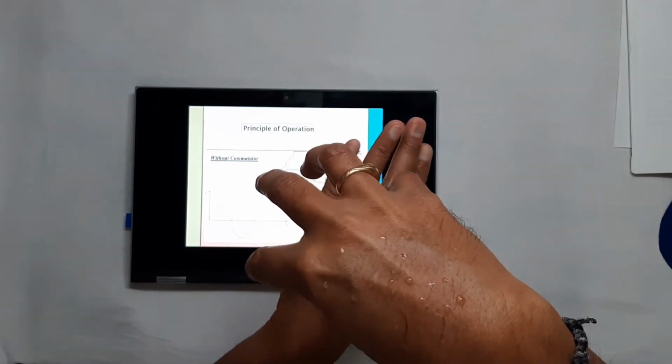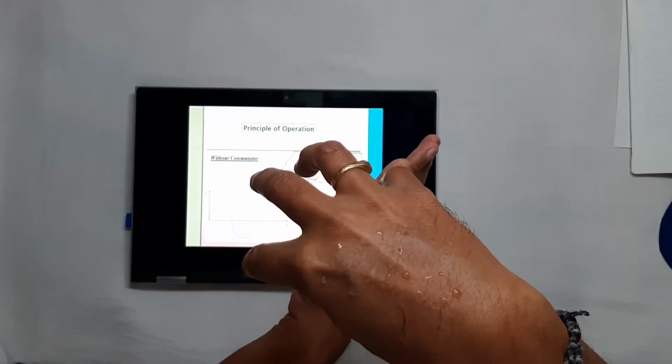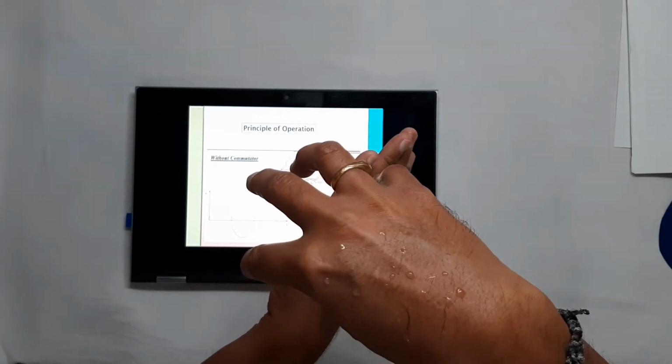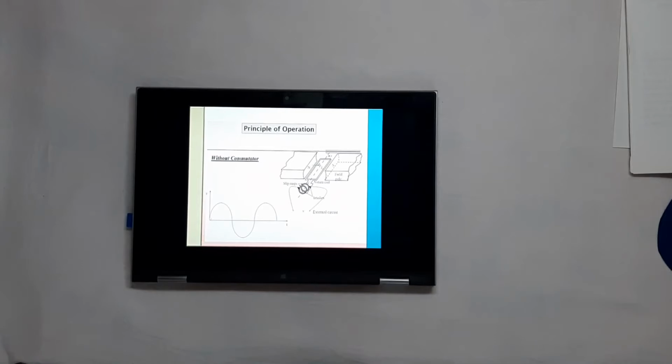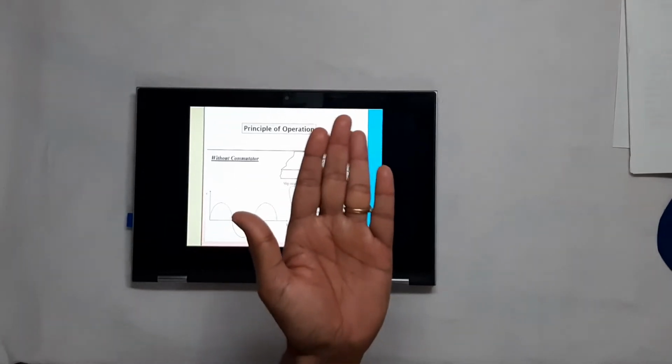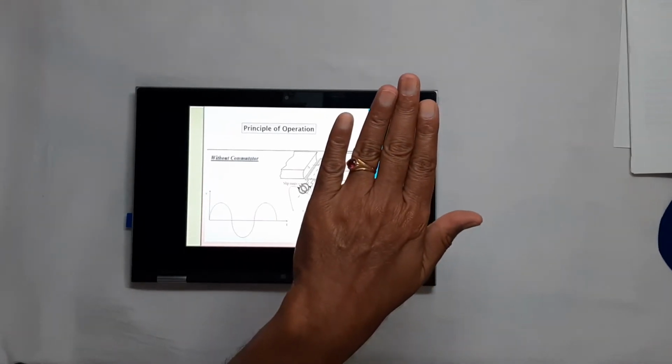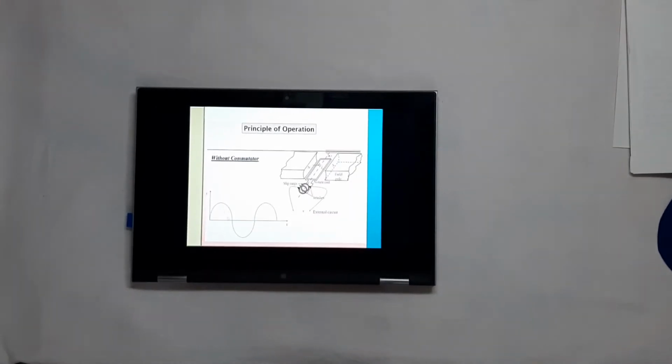When it starts rotating, the cutting of the magnetic flux goes on increasing, thereby the induced voltage is increasing. That we are observing here. Ultimately, the induced voltage is maximum when it has rotated through an angle of 90 degrees. From 90 onwards, the rate of change of the flux linking with the coil goes on decreasing. Therefore, the induced voltage is also decreasing. When it has moved through an angle of 180 degrees, once again the induced voltage is 0.